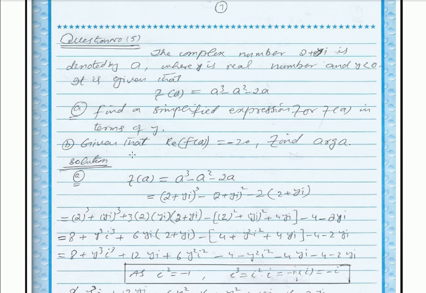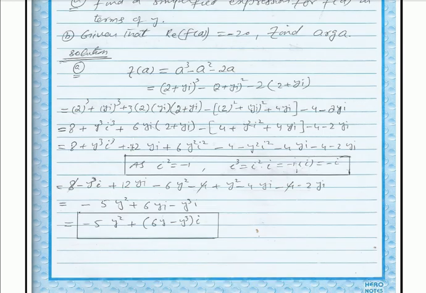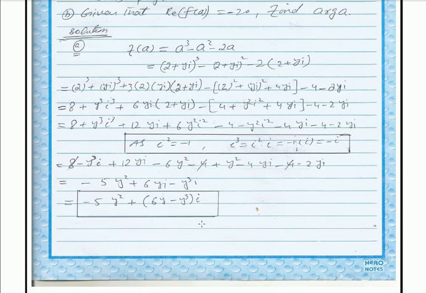So first of all, we shall find the solution for part A. The given function is f(a) equals a cubed minus a squared minus 2a. As given, a is equal to 2 plus yi, so we shall put in the value of a. After simplification, using the expansion of the cube, we know that i squared is equal to minus 1 and i cubed is equal to minus i. So we shall put these values in the above line. After simplification, we get minus 5y squared plus (6y minus y cubed) i.